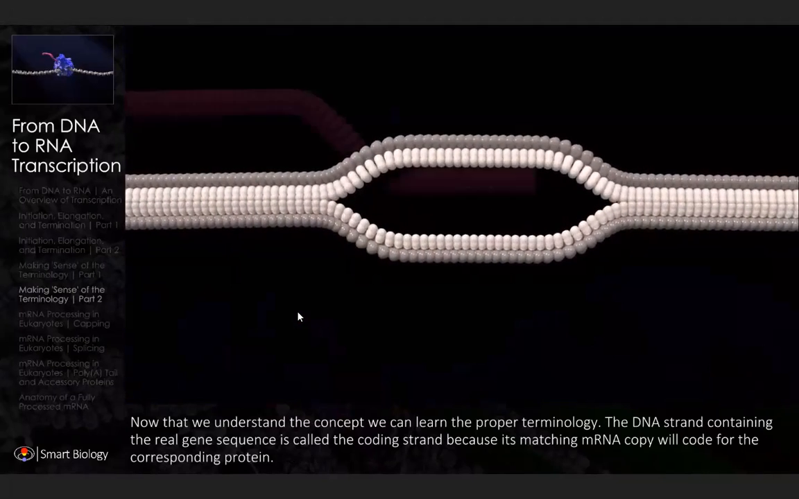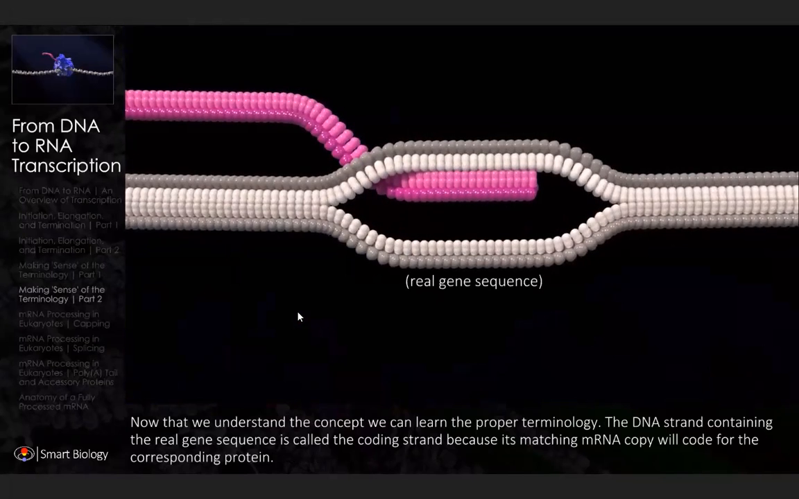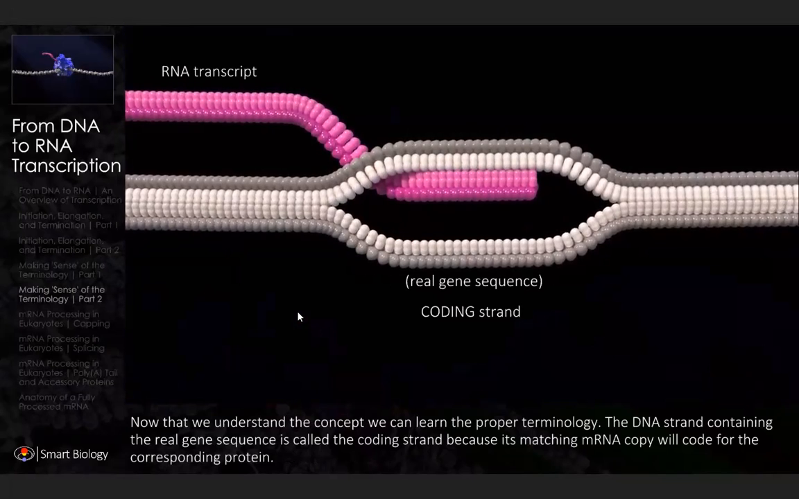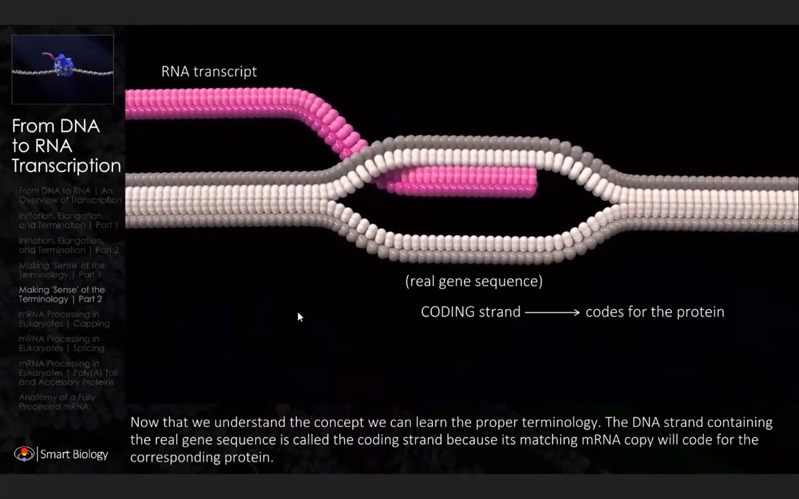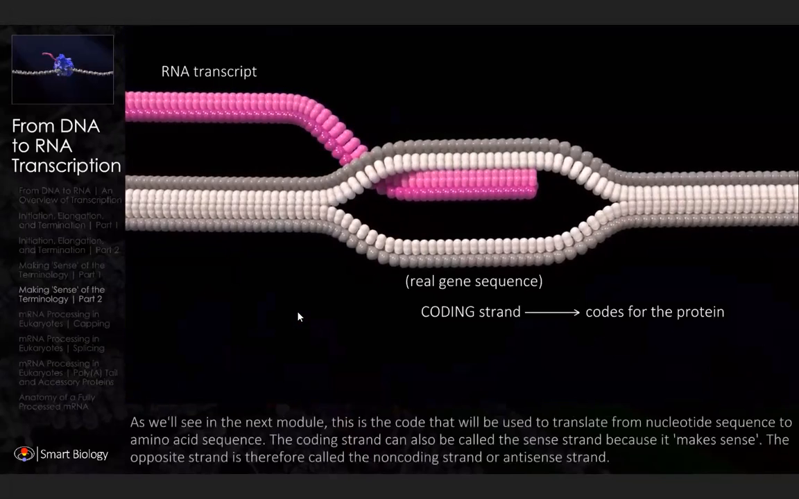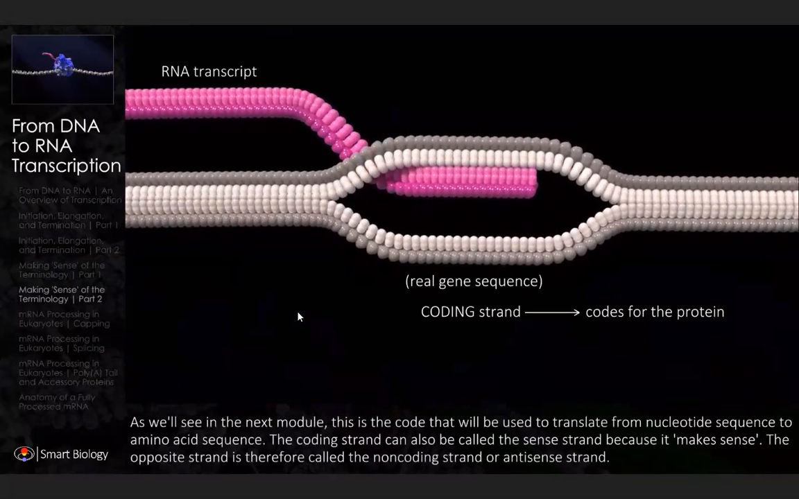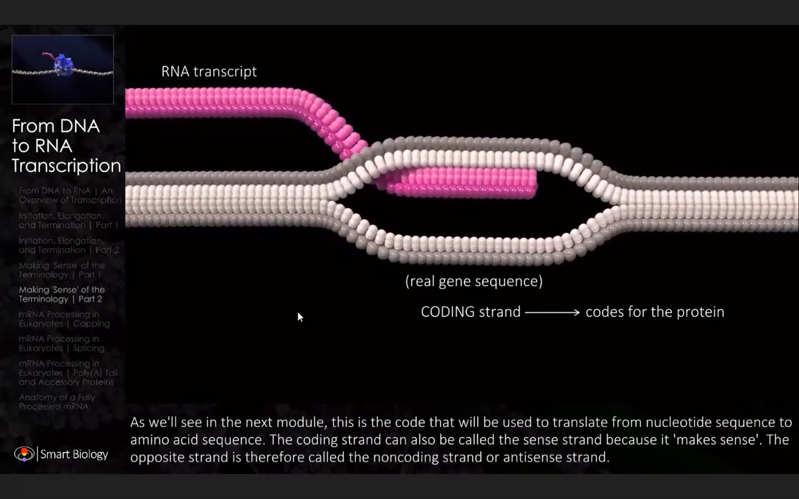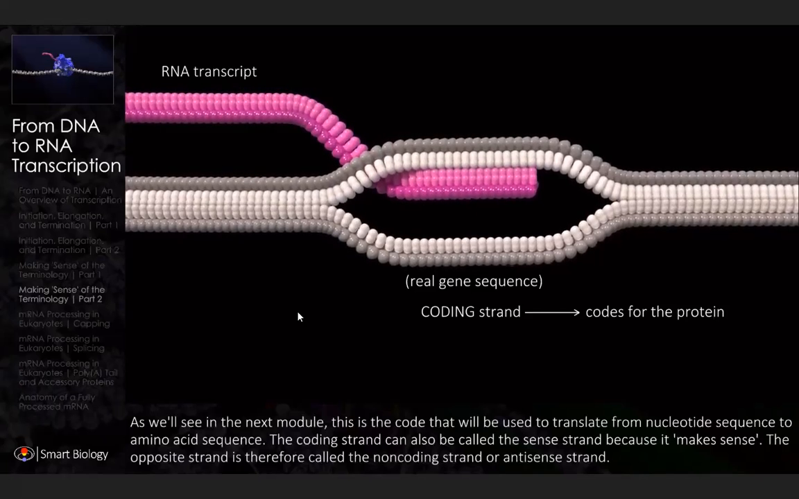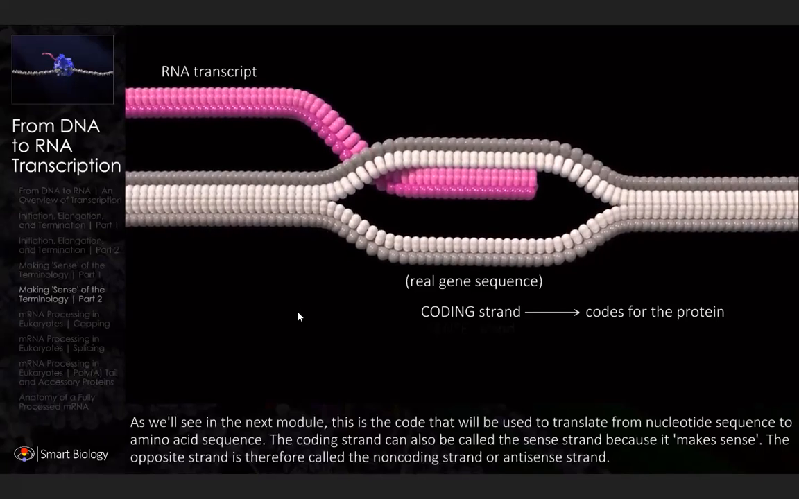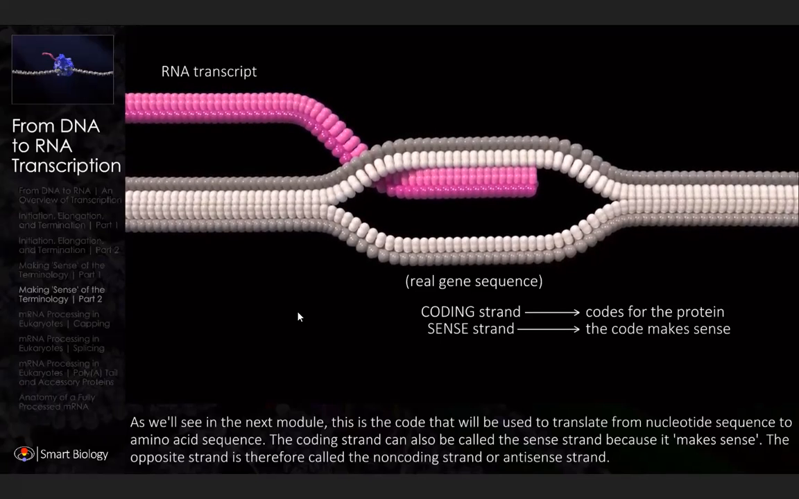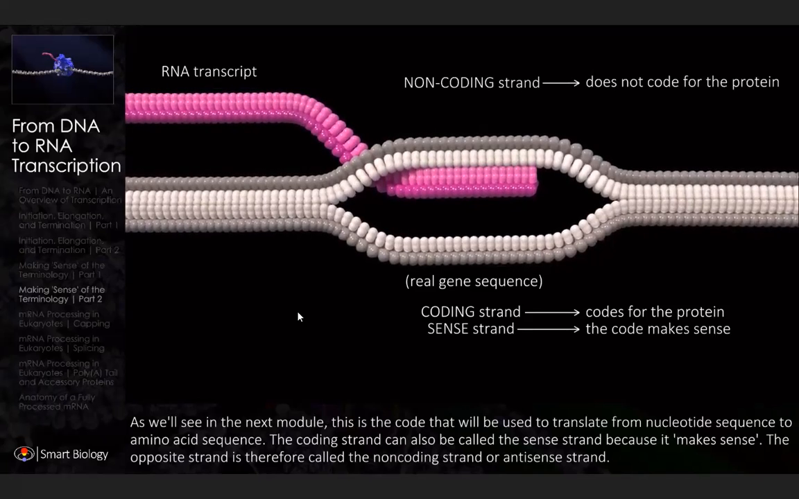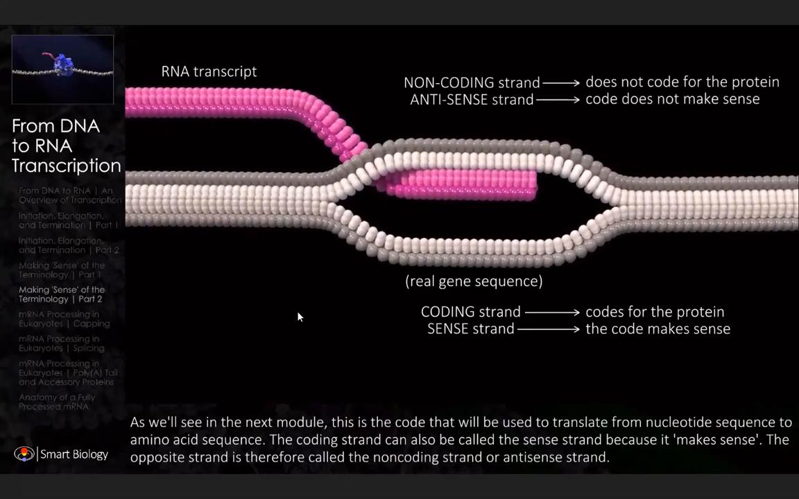The DNA strand containing the real gene sequence is called the coding strand, because its matching mRNA copy will code for the corresponding protein. As we'll see in the next module, this is the code that will be used to translate from nucleotide sequence to amino acid sequence. The coding strand can also be called the sense strand because it makes sense. The opposite strand is therefore called the non-coding strand or anti-sense strand.